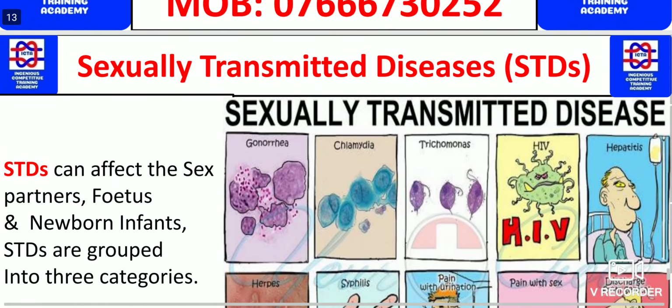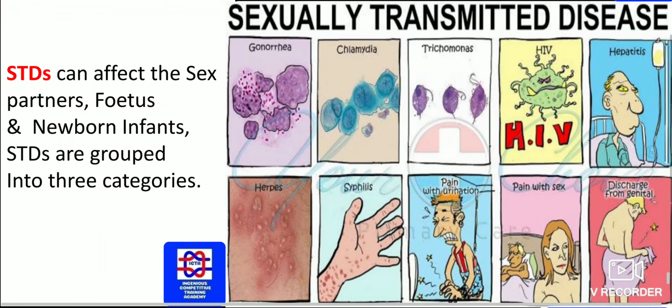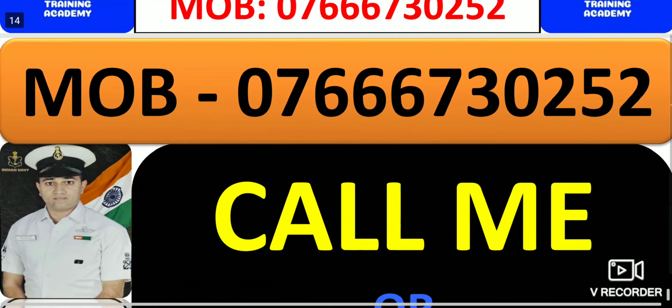You may be asked a few questions regarding the human reproductive system. What exactly are STDs, sexually transmitted diseases? They can affect sex partners, fetuses and newborn infants. STDs are grouped into 3 categories, as you can see. These are the main important ones. You can directly go through gonorrhea. Like this, you should remember HIV, hepatitis, herpes, syphilis, everything that has been given. Pain with sex and discharge from the genitals are symptoms. These are a few sexually transmitted diseases you may get through mating or sexual activities.